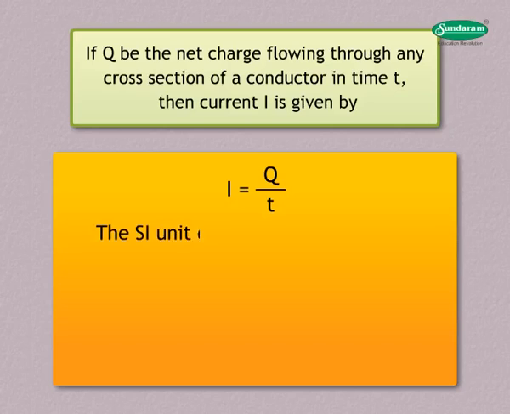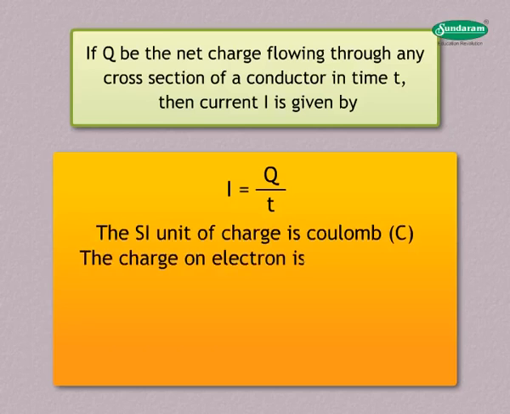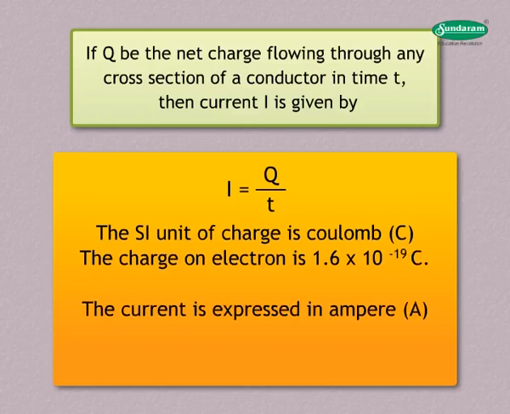The SI unit of charge is Coulomb, C. The charge on electron is 1.6 × 10^-19 C. The current is expressed in ampere, A. 1 ampere is equal to 1 coulomb per 1 second.